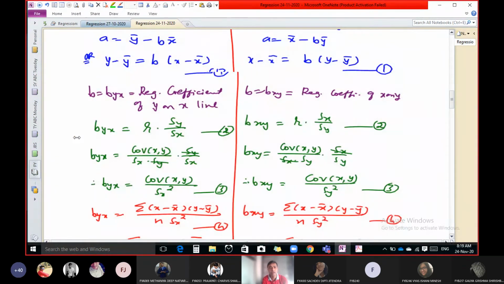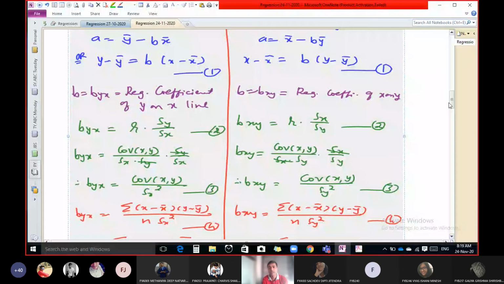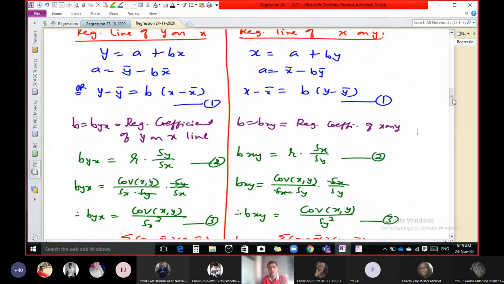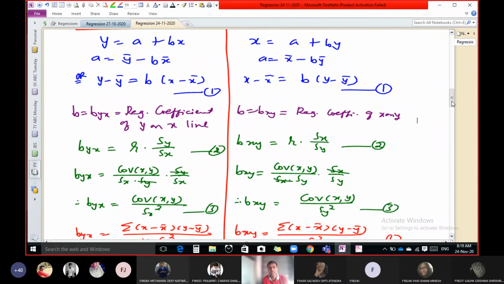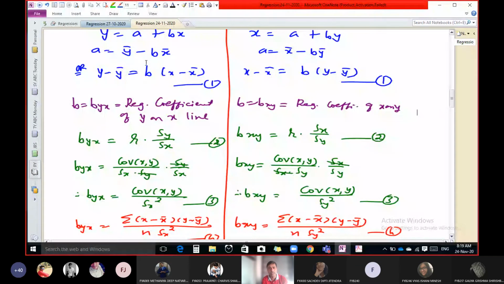Okay, now see, this is the first formula. y minus y bar equal to byx into (x minus x bar), or you can write y equal to a plus bx, or x equal to a plus by. It's replicable only, nothing different here. Instead of x and y, you have to interchange x and y only. That's it. If you interchange x and y, you will get the x on y regression line, nothing else.